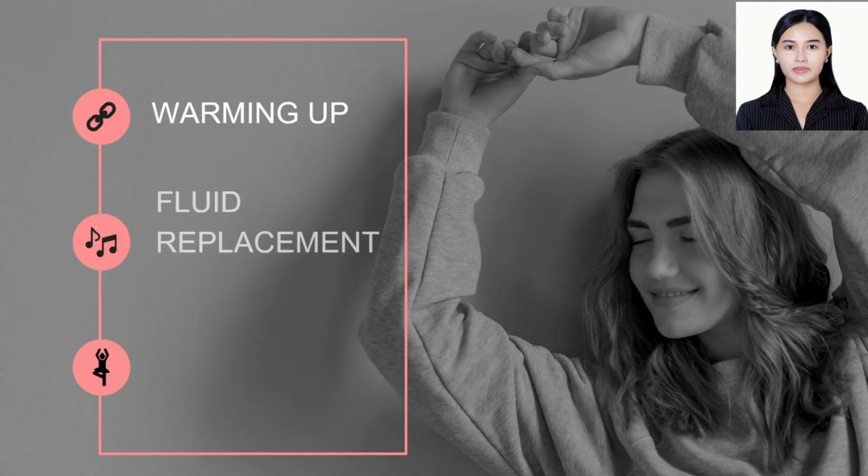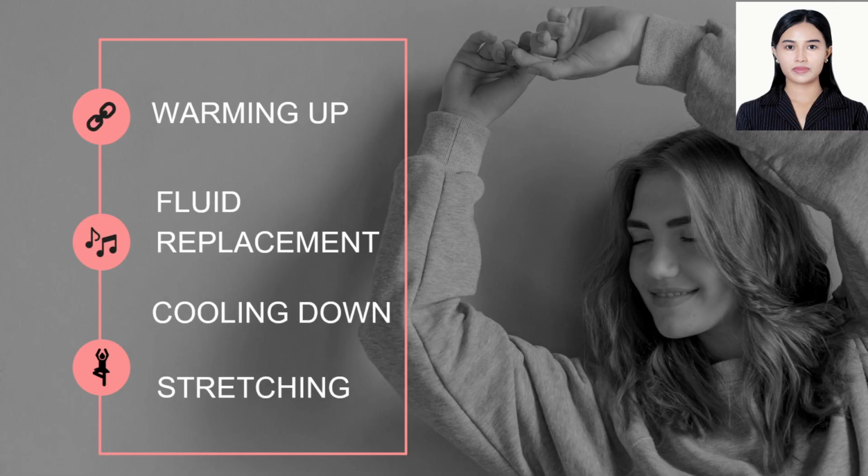Second tip: fluid replacement. So drink always enough water. When? Before, during, and after physical activity. Next one, we have cool down. So this means a gradual reduction in activity level for 5 to 10 minutes. So this part of exercise allows your heart rate and breathing to return to normal levels. Lastly, we have stretching. So stretching helps improve flexibility. It can also be part of warm-ups and cool downs.